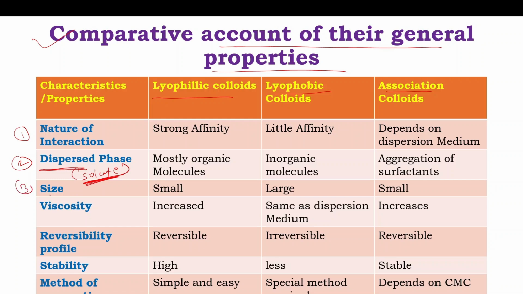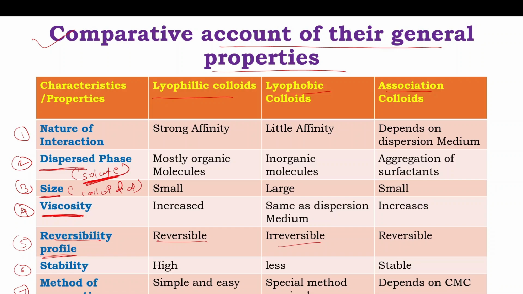Then the third point is size, the size of the colloidal particle. Then fourth is viscosity. We have already seen it, so we can add one point on viscosity. Then fifth is reversibility profile, whether it is reversible or irreversible. On the basis of this we can classify. Then their stability, we have already discussed these points. We can tabulate them in this table. And seventh is the method of preparation.